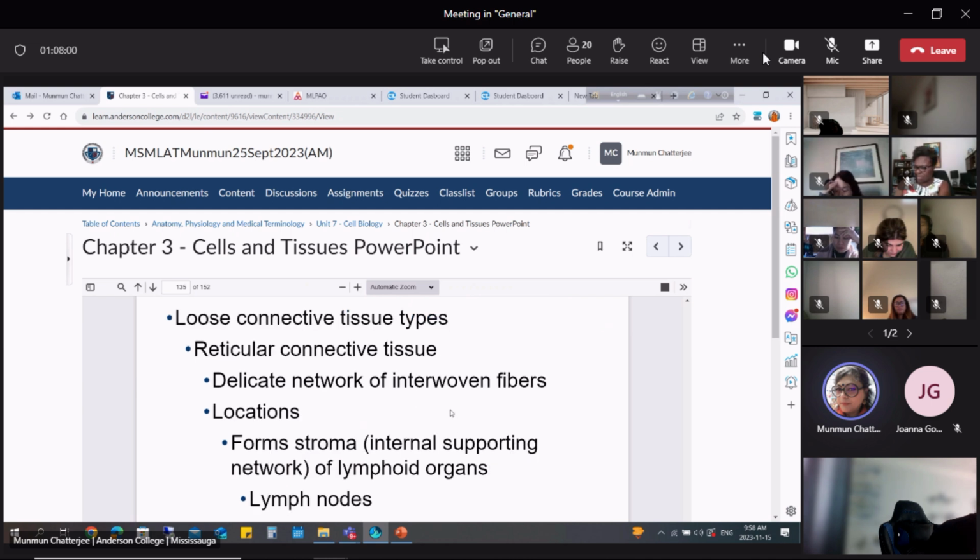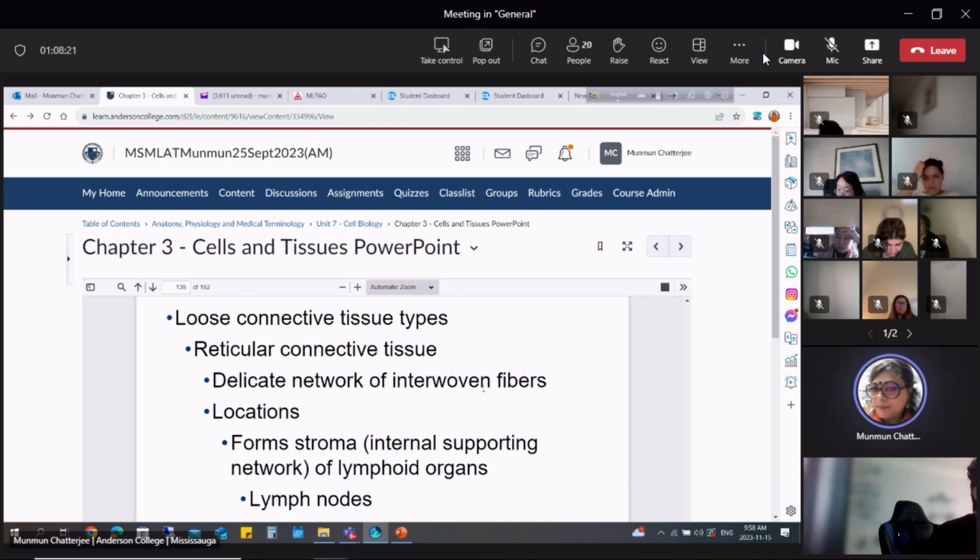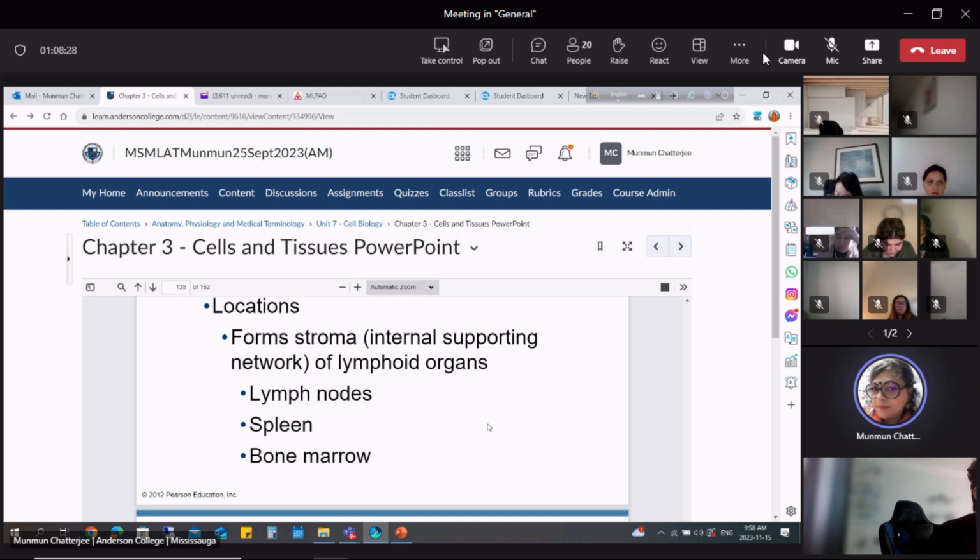Reticular tissue is a delicate network of interwoven fibers, like knitting sweaters and other things. They have interwoven fibers, mainly forming the stroma in the lymphoid organs. What are the lymphoid organs? They produce the cells to fight against disease, immune cells. So where do we find this reticular connective tissue? We find it in the lymph nodes, in the spleen, and in the bone marrow.